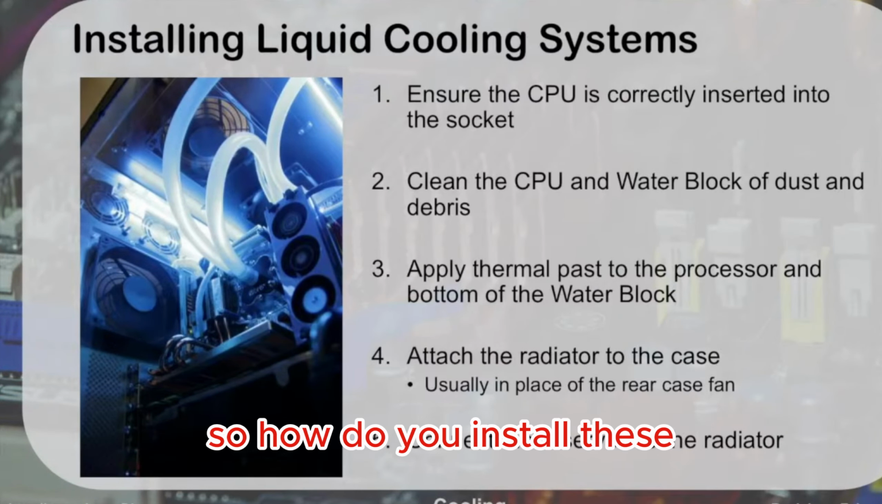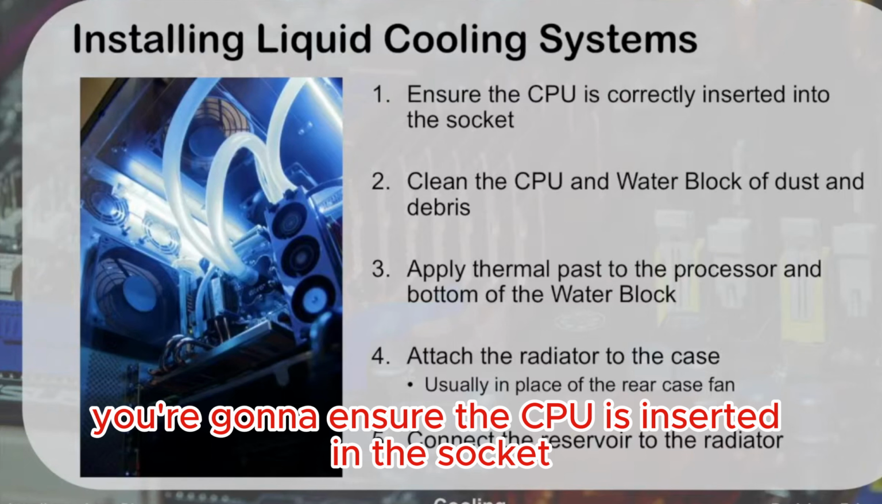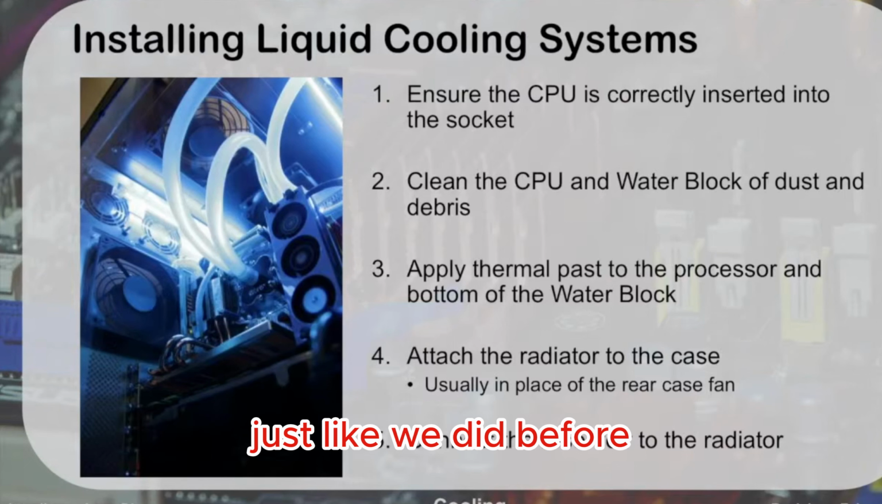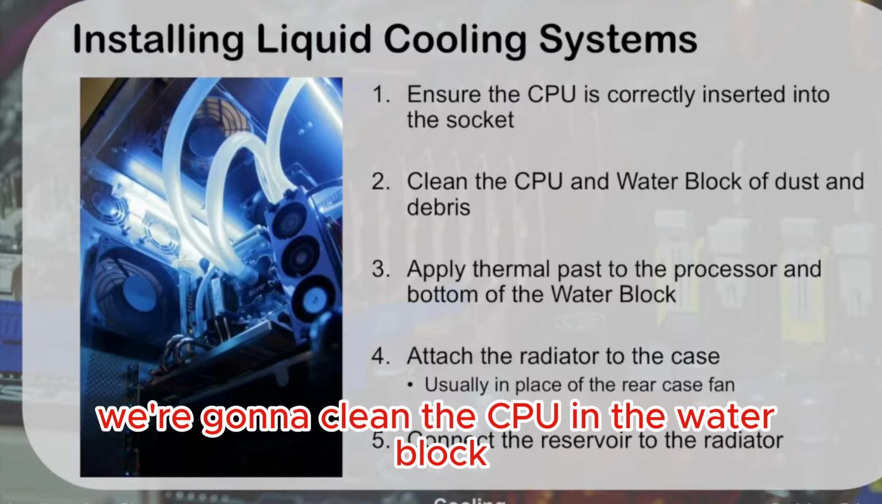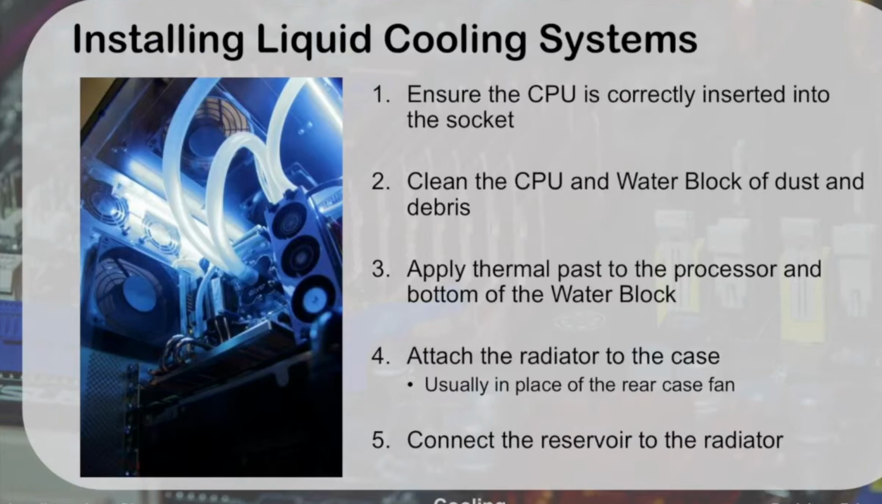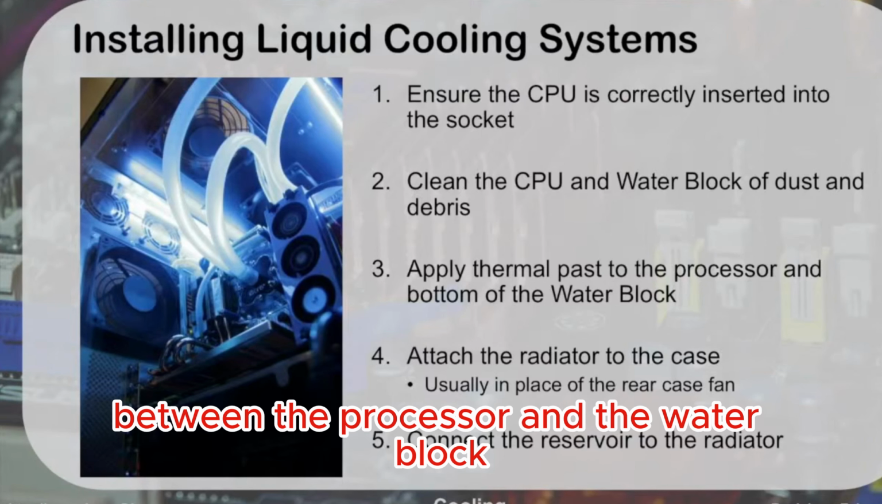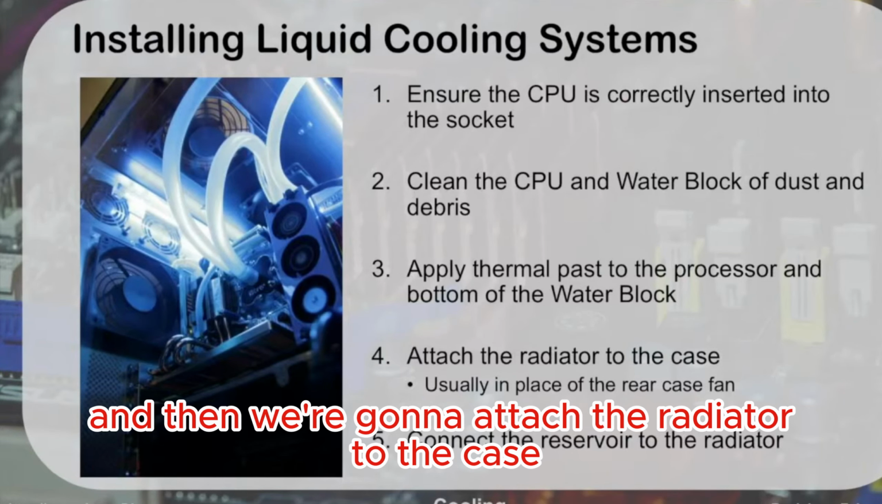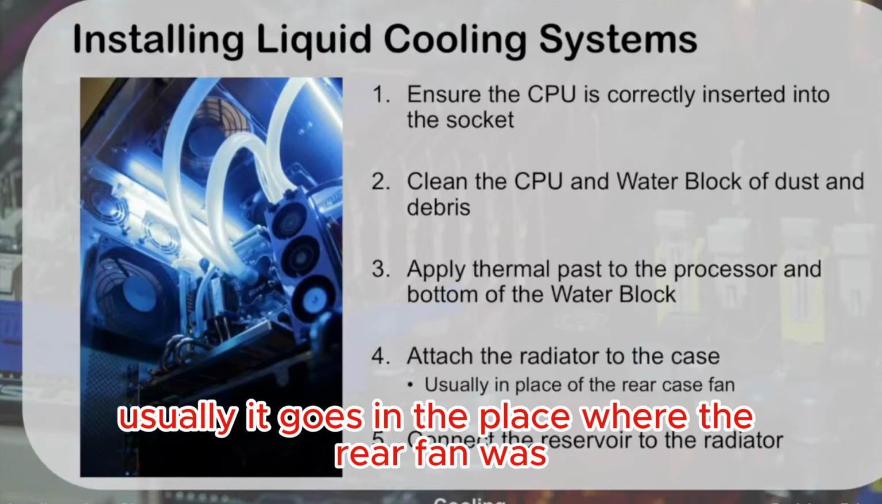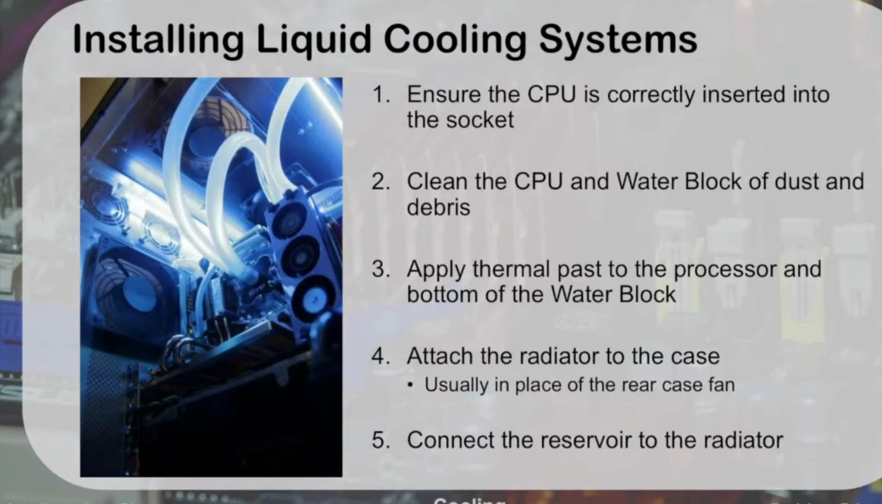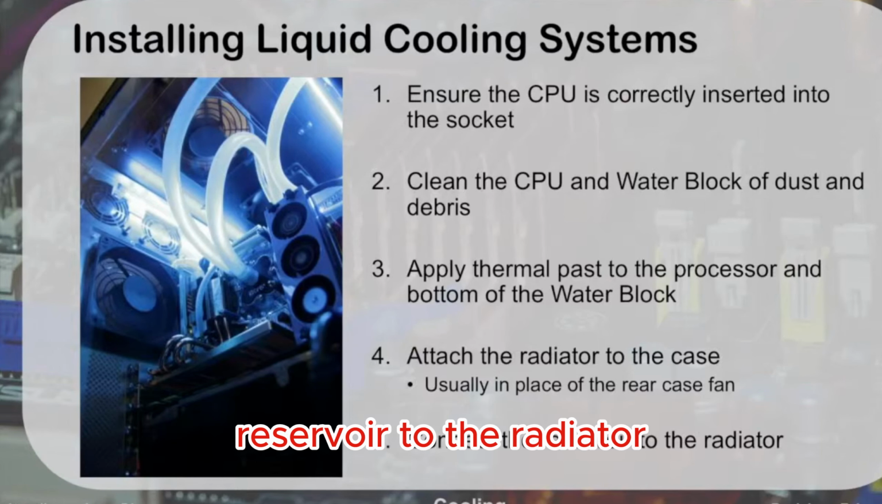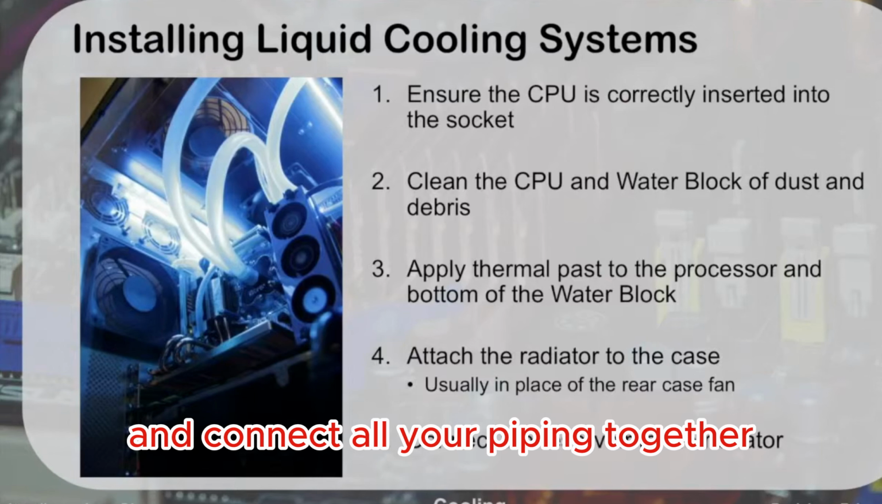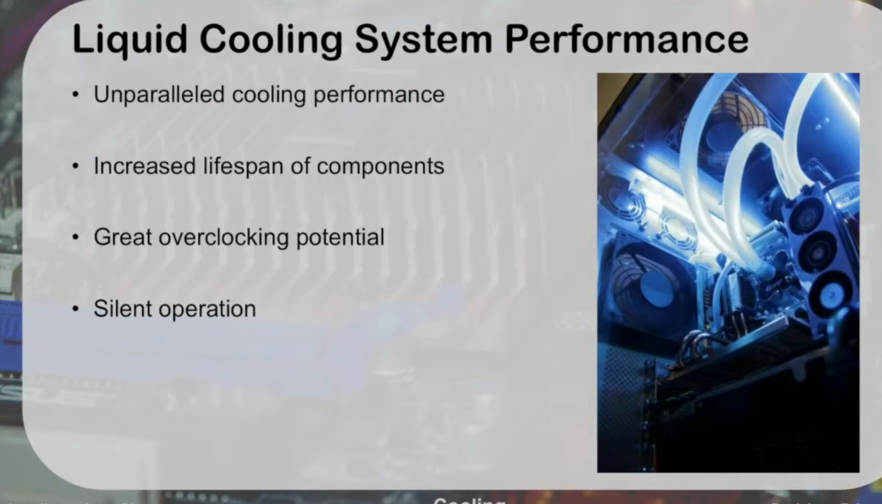So how do you install these? You're going to ensure the CPU is inserted in the socket, just like we did before. We're going to clean the CPU and the water block of any kind of dust and debris. We're still going to use thermal paste between the processor and the water block like we did with the heatsink before. And then we're going to attach the radiator to the case. Usually it goes in the place where the rear fan was. And then you're going to connect the reservoir to the radiator and connect all your piping together.